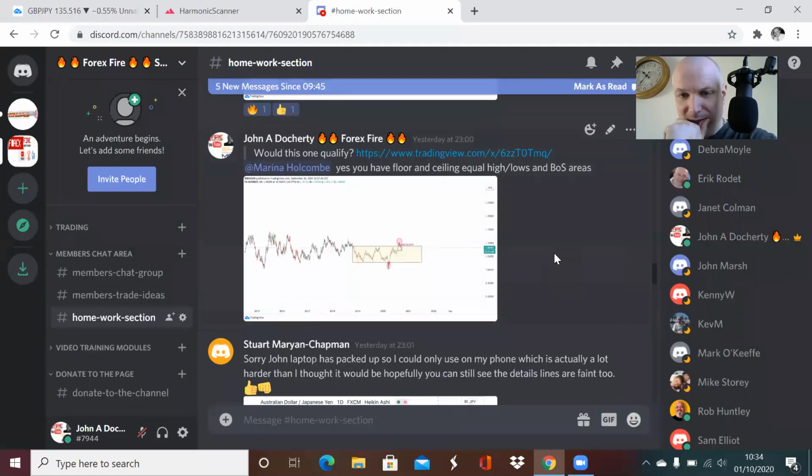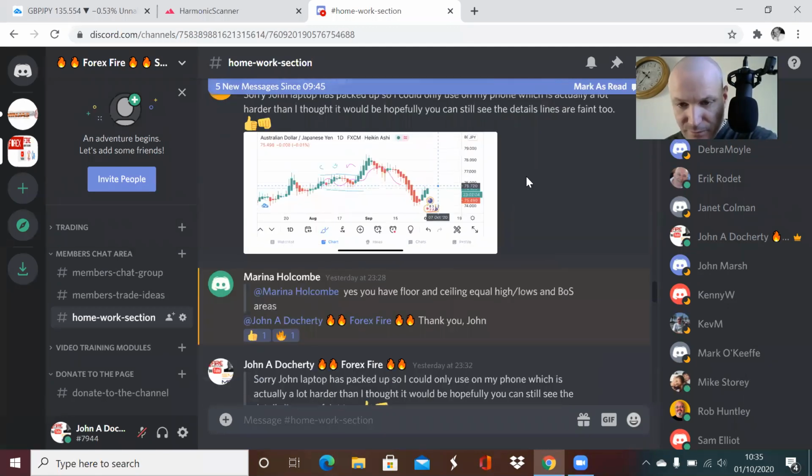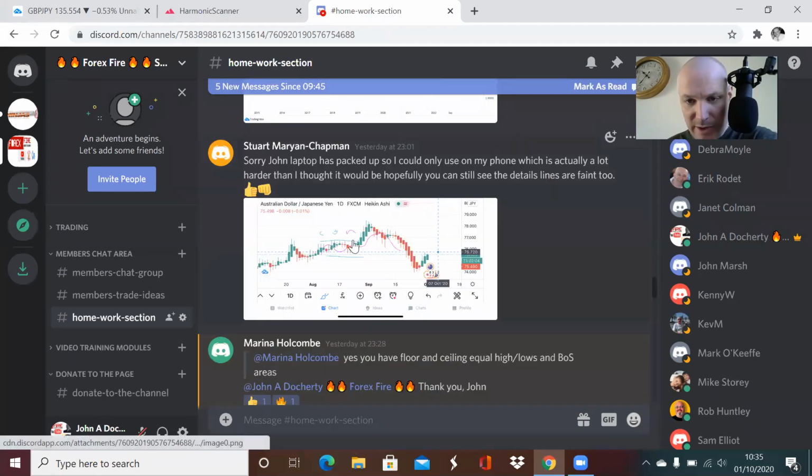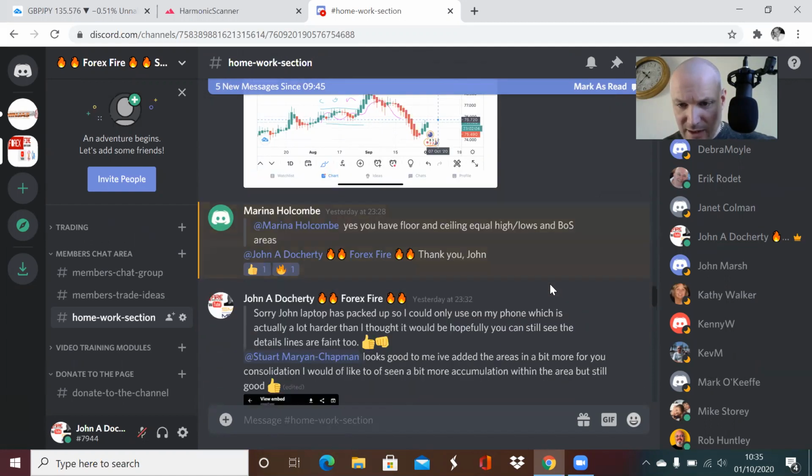From there, I submitted, yeah, I was just telling you, you've got the floor and the ceiling, equal highs, equal lows in the BUS areas. Fantastic. And again, we've got Stuart Chapman identifying the areas here. You've got the push up here. We've come slightly from this area here, which I would have said was the floor. Yeah, you've got the ceiling, the floor, highs, lows, and breaker structure areas.